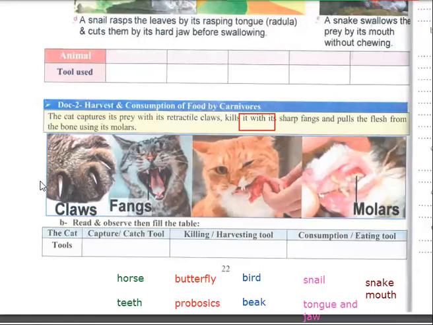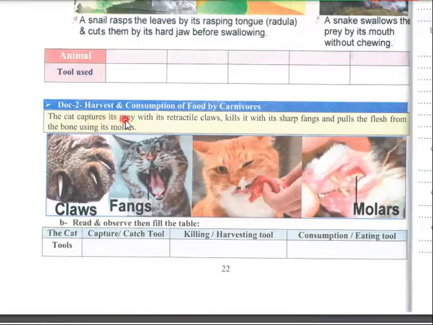Document 2, page 22. We're talking about cats. Look now how cats, for different reasons, use different tools. The cat captures its prey with its retractile claws. Look at the claws of the cat. Kills the prey with its sharp fangs. Look at the fangs. And pulls the flesh from the bone using its molars. These are the molars in the back of the teeth of the mouth of a cat. So as you can see, it is one animal with different tools.